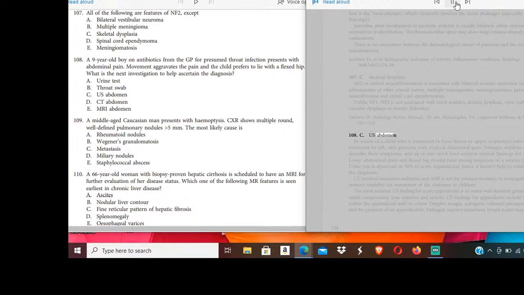108. C. US abdomen. Be aware of a child who is presumed to have throat or upper respiratory infection, on treatment by GP, who presents with atypical abdominal pain. Younger children cannot describe their symptoms, and up to 1/3 have atypical clinical findings for appendicitis. Lower abdominal pain and flexed leg should raise strong suspicion of a serious pathology. Urine test is abnormal in 30% of acute appendicitis, hence it doesn't help to confirm or refute the diagnosis.